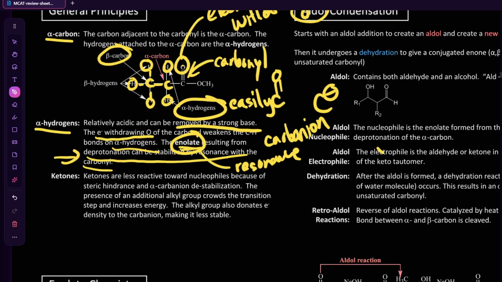And now, ketones are less reactive toward nucleophiles than aldehydes, and now we can explain why. The first reason is sterics. A ketone has two alkyl groups crowding the carbonyl carbon instead of just one. So steric hindrance.